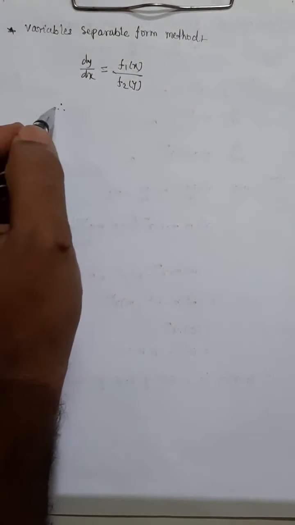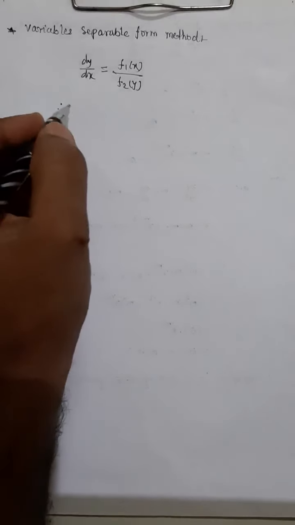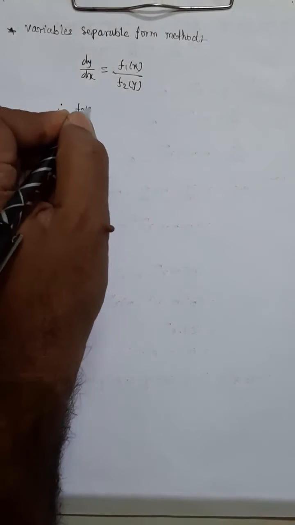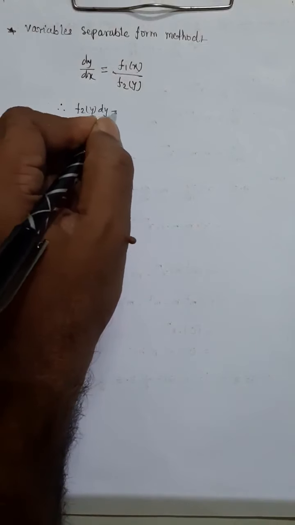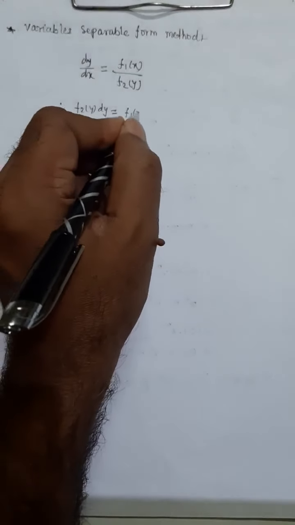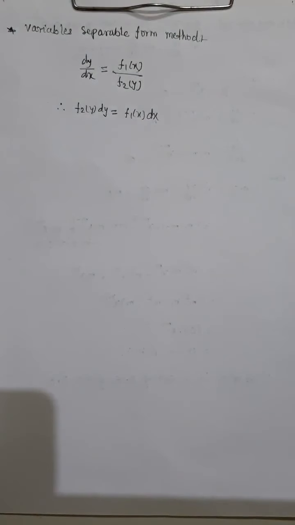First we separate the variables. We write dy with the function of y and dx with the function of x. So we can write this as f2(y) dy is equal to f1(x) dx by taking cross multiplication. Here variables are separated, that is dy with the function of y and dx with the function of x. This equation is said to be in variable separable form. Here dx is with terms containing x and dy with terms containing y.